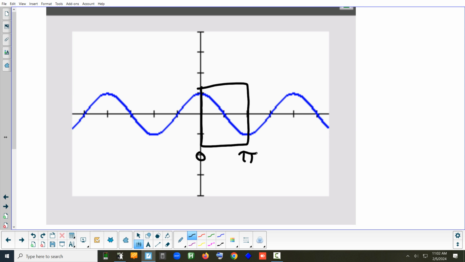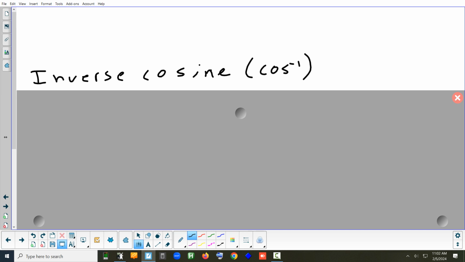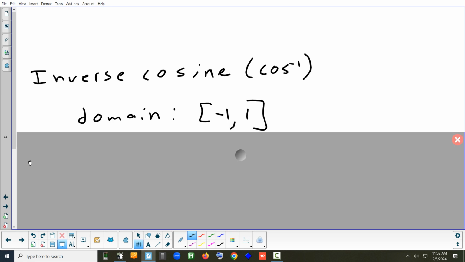Now, what's the range in the original of this graph right here? Negative 1 to 1. The range in the original is negative 1 to 1. In the inverse, the range is going to turn into the what? It's going to turn into the domain. Yep. So now the domain for inverse cosine is negative 1 to 1.